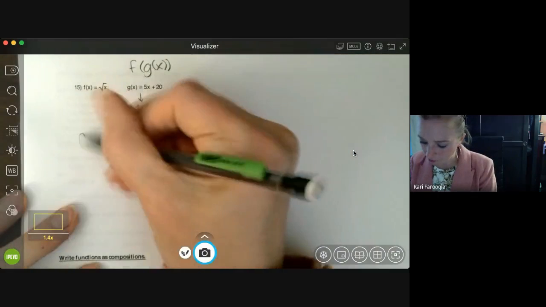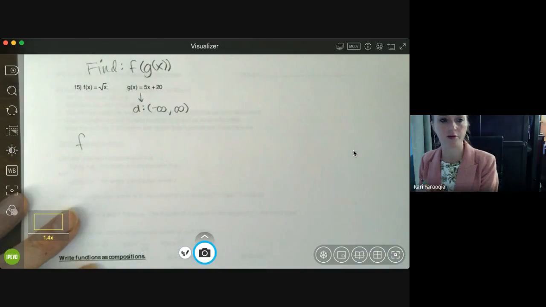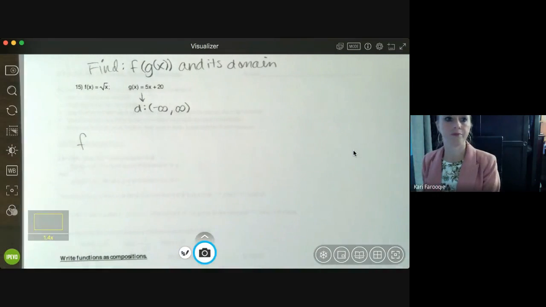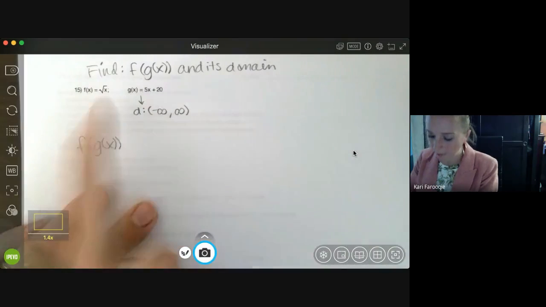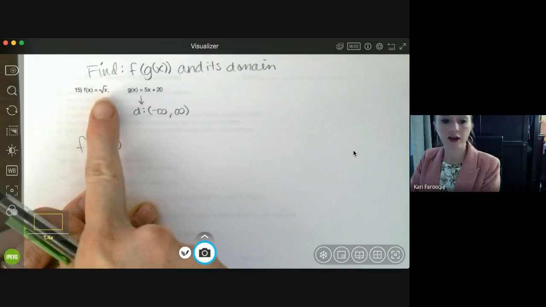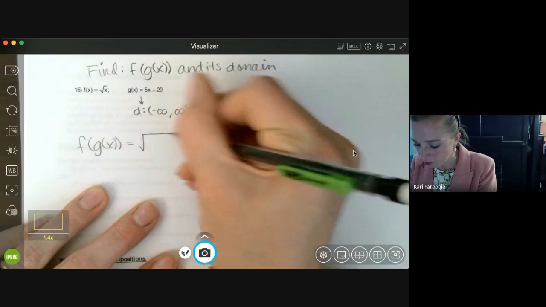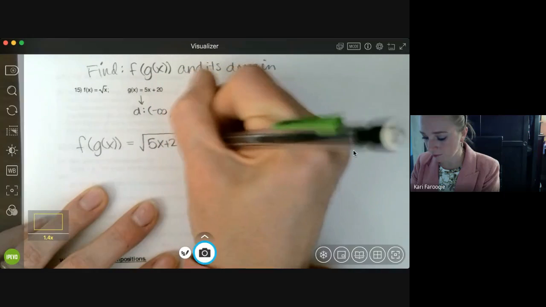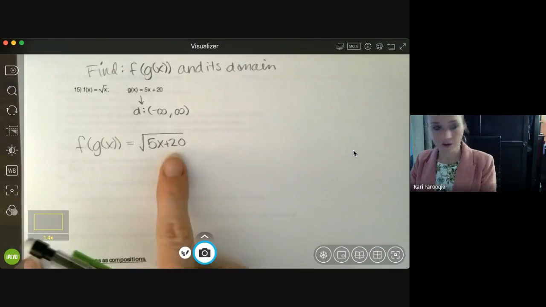So let's go ahead and find f of g of x. Oh, this was an instruction from the previous page, but I want to make sure we are all clear on what's happening, so I'm rewriting the instruction. To find f of g of x, we're going to take our function f, and everywhere we see x, we're going to swap it out with that expression g of x. So we're going to have the square root of not just x, but g of x. G of x is 5x plus 20. This is the composite function.